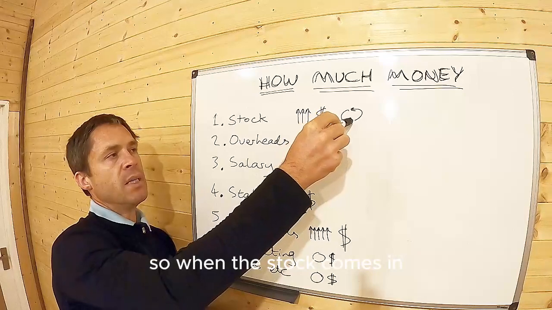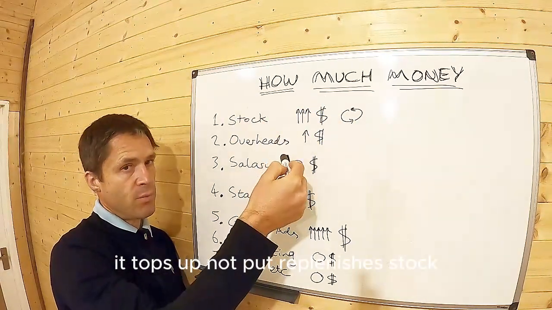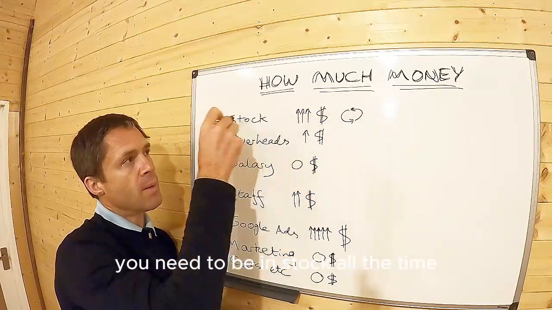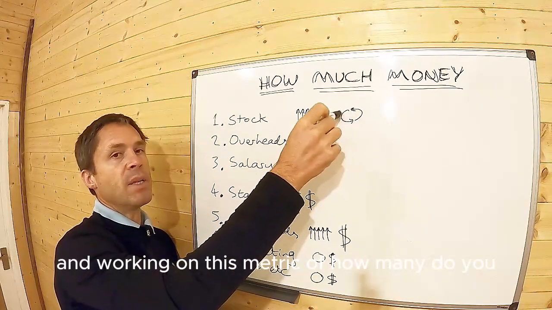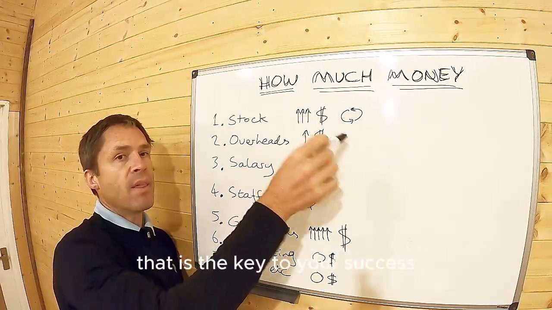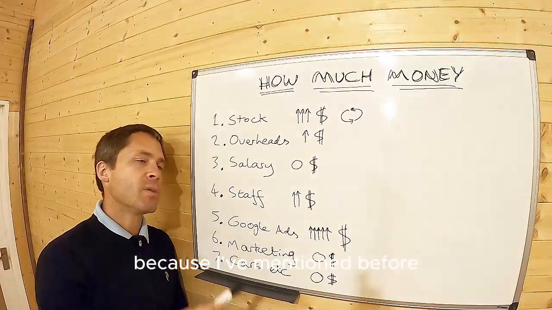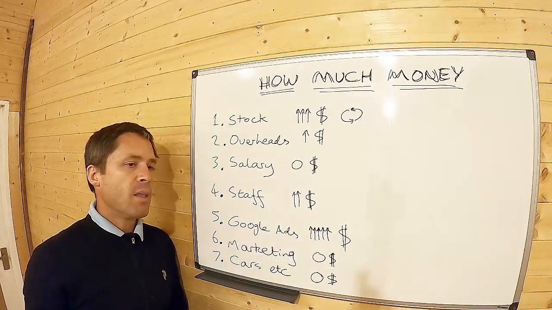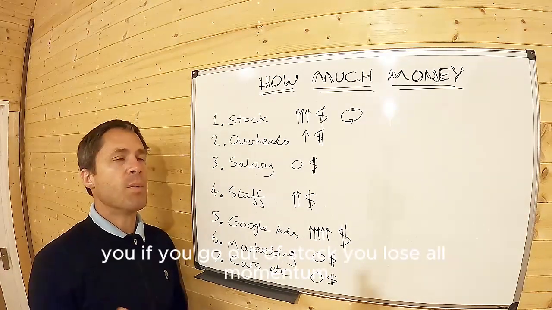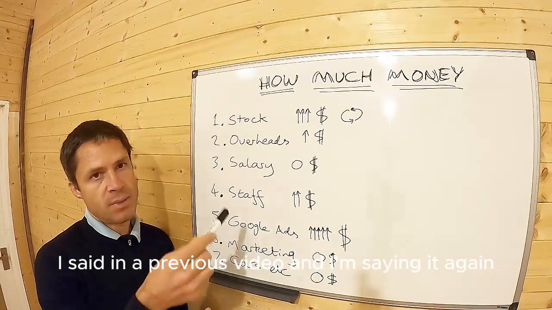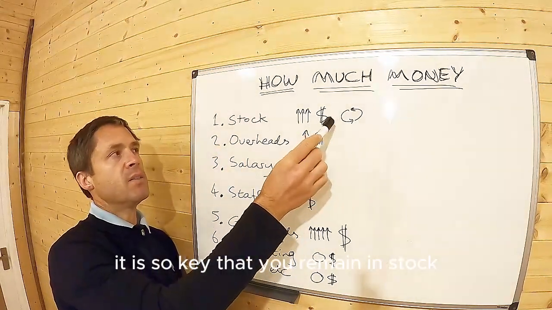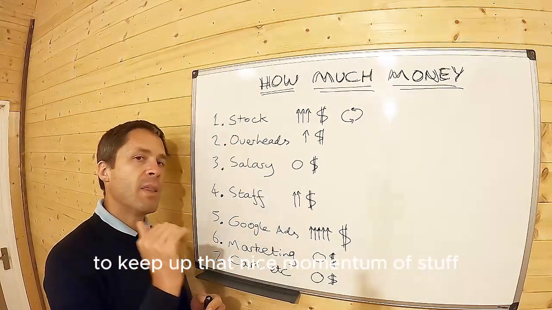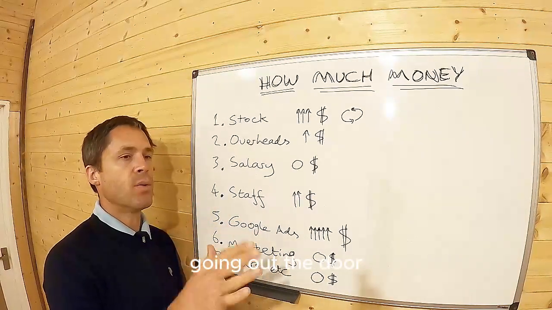So when the stock comes in, it tops up, not replenishes stock, as in you haven't gone to zero. You need to be in stock all the time and working on this metric of how many do you need and how frequently do you need to order it. That is the key to your success, because I've mentioned before, your sales are momentum driven from your site. If you go out of stock, you lose all momentum. I've said it in a previous video, and I'm saying it again. It is so key that you remain in stock and you vary those prices to keep up that nice momentum of stuff going out the door.